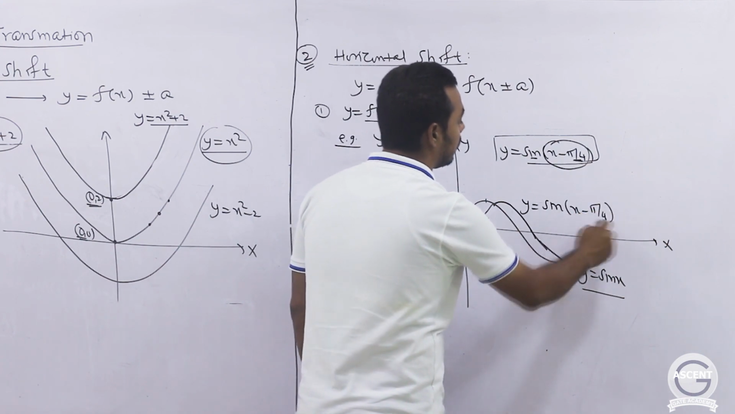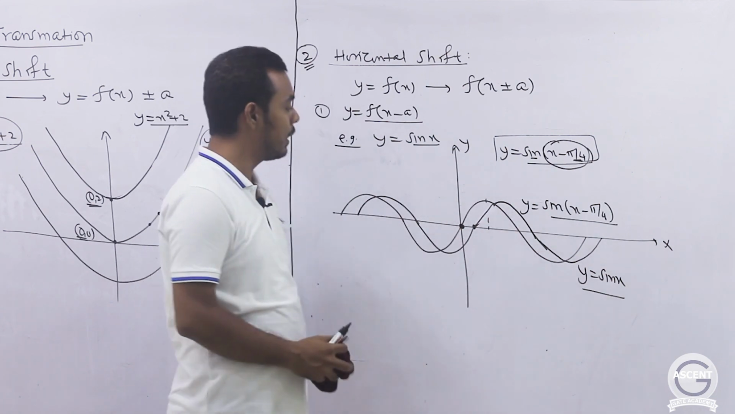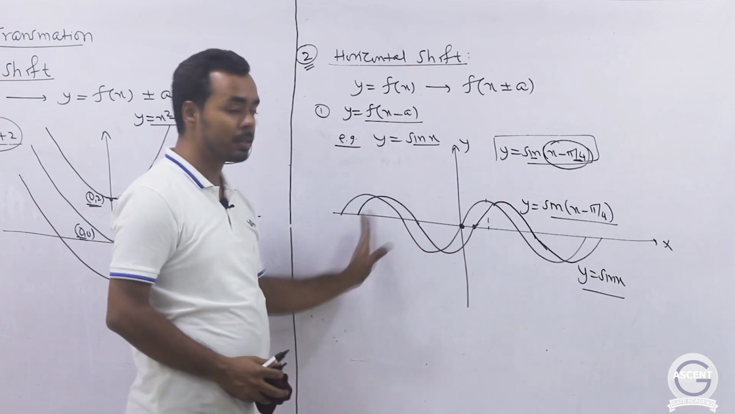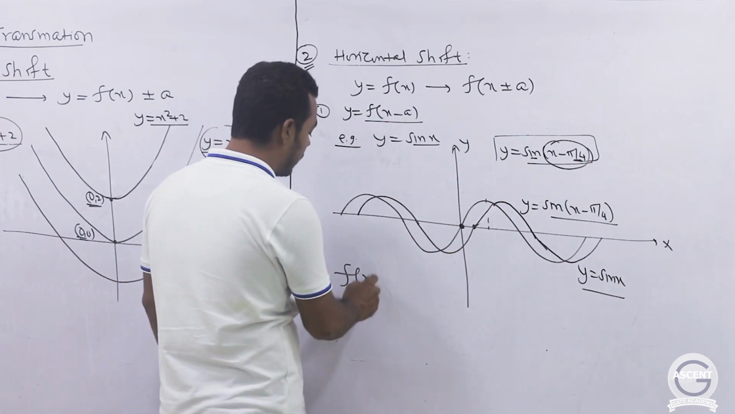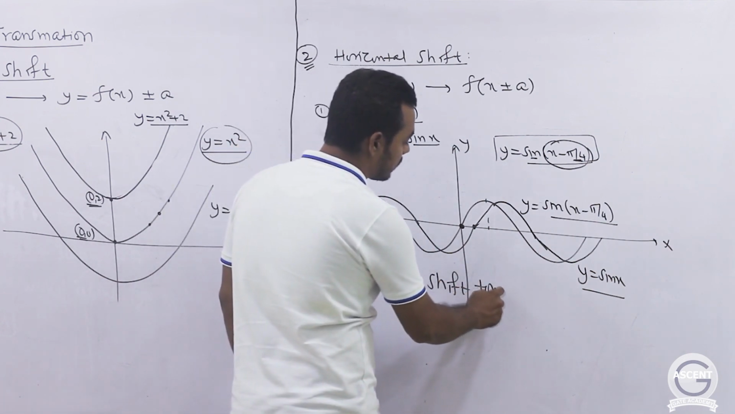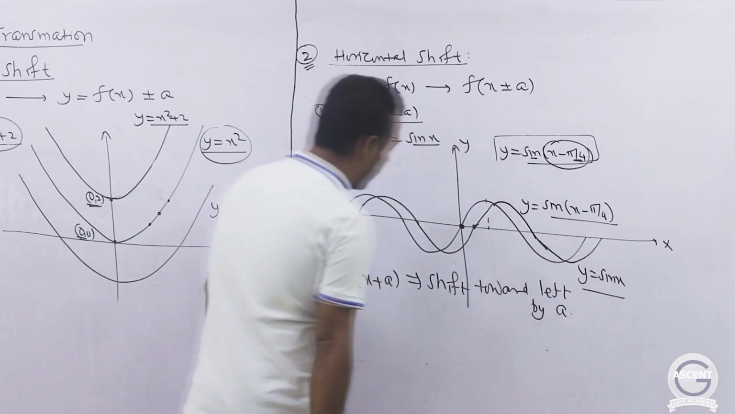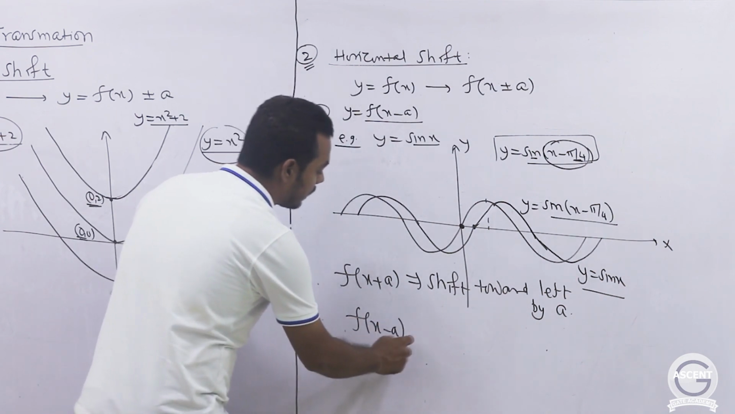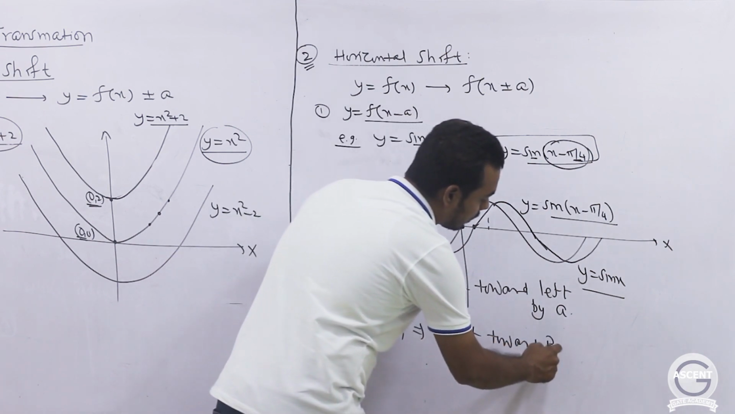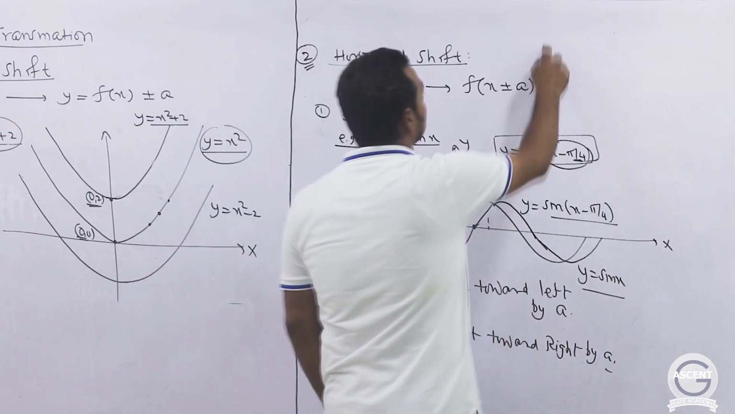If you have x minus a, then you have to shift by a units towards the right side, and similarly if you have x plus a, then you have to shift by a units towards the left side. Maybe you can write this: f of x plus a implies shift towards the left side by a. And if you want to draw the graph of the function f of x minus a, then it means shift towards the right by a units.